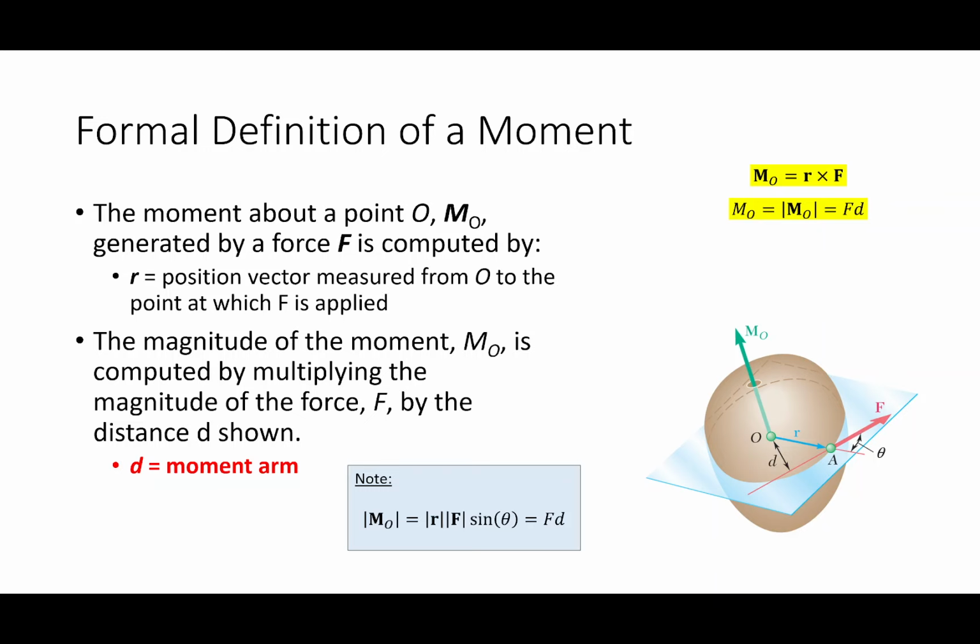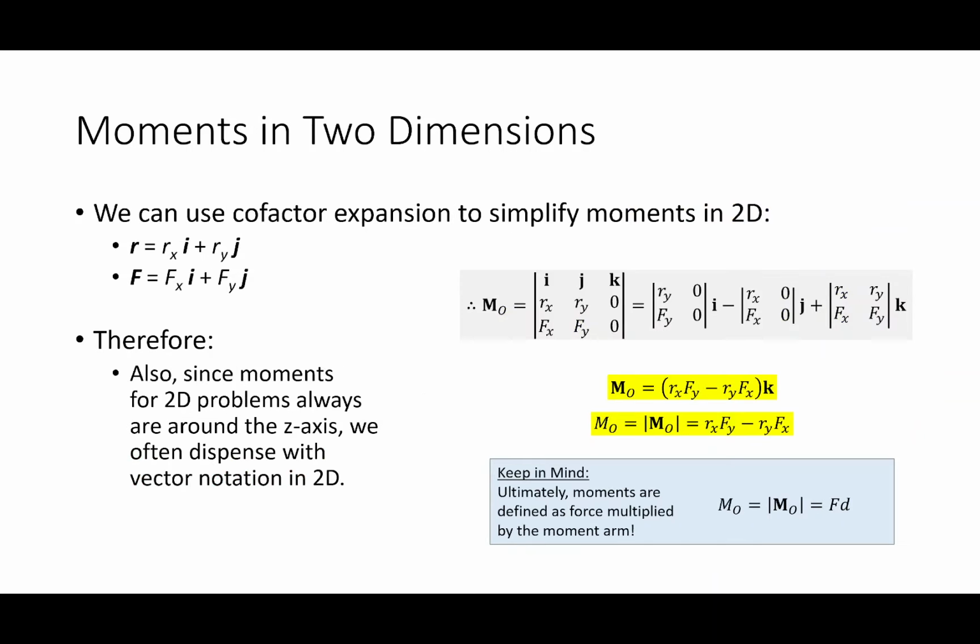We can also represent the magnitude of the moment as either just the magnitude of the cross product or just Fd, Fd being the magnitude of the force times the moment arm. And the moment arm is the shortest distance from our point in question to the line of action. Either one is fine. We can take our general definition for moments in 3D and simplify it or resolve it into a definition of moments in 2D.